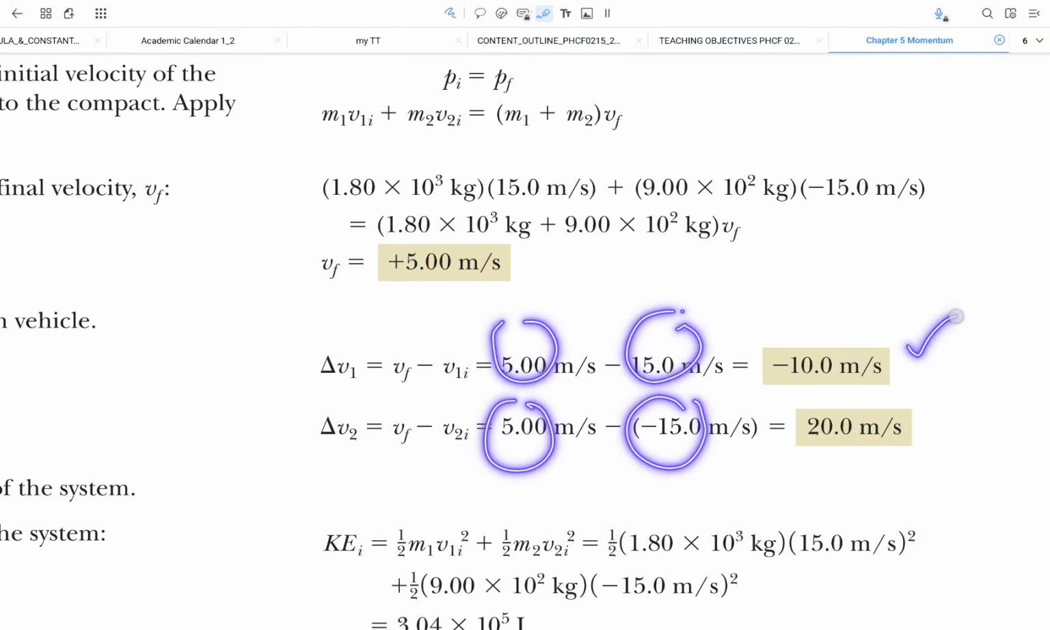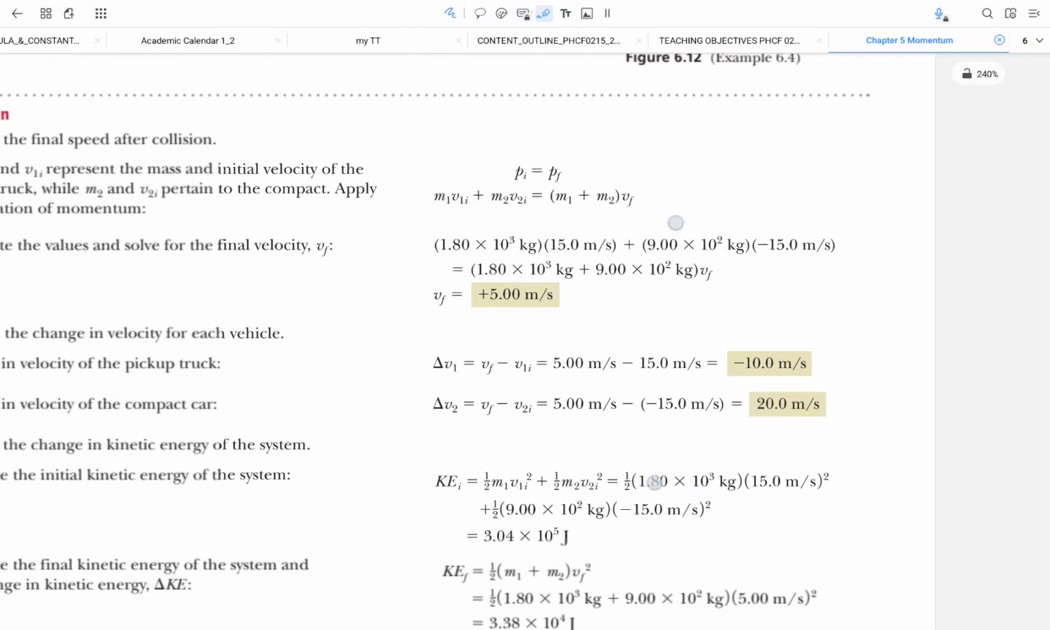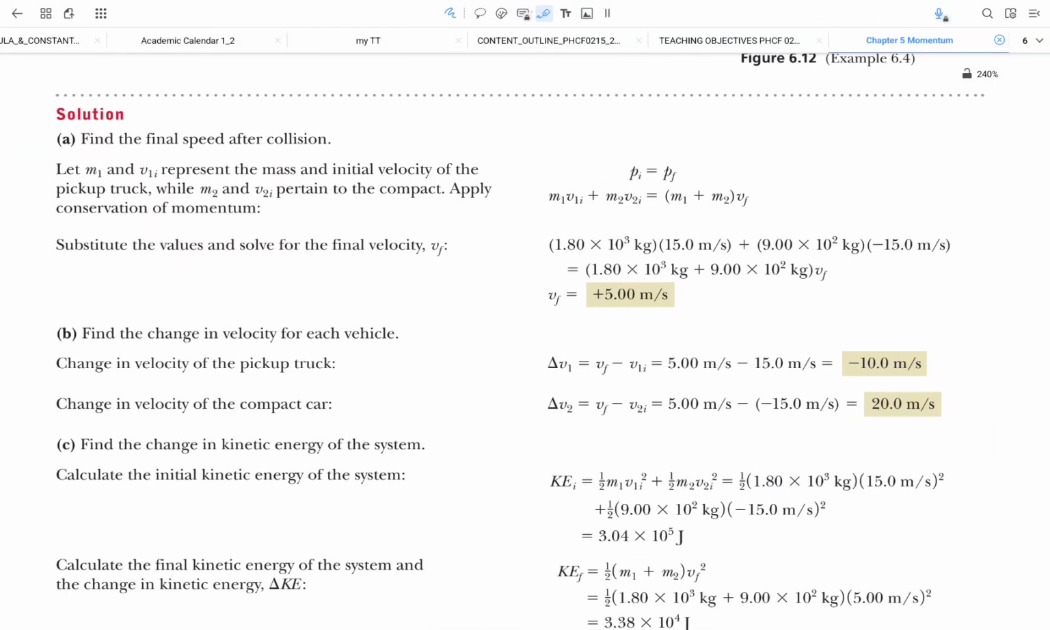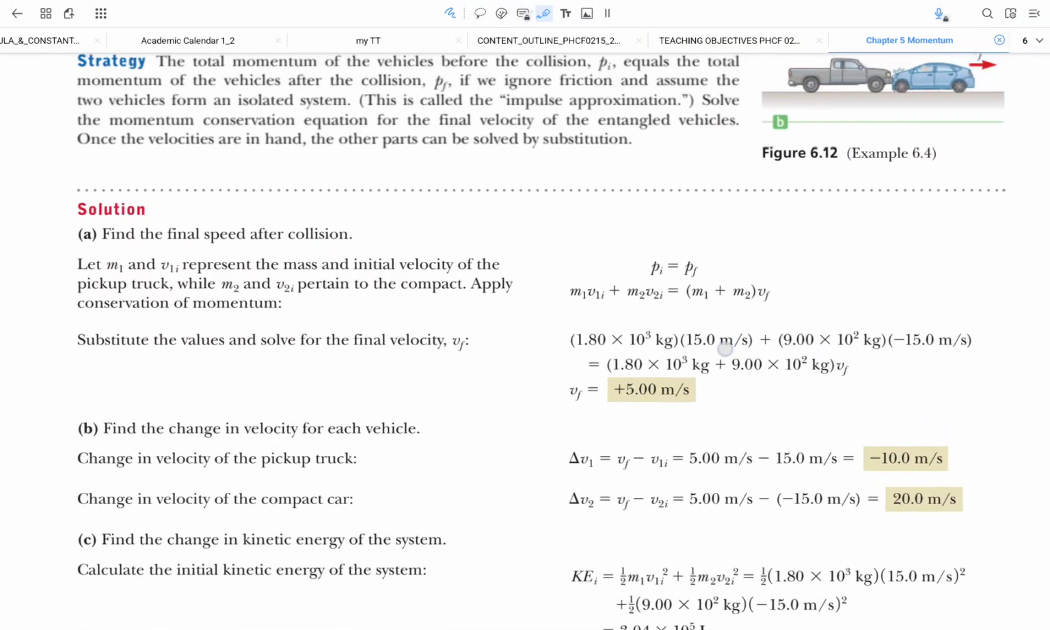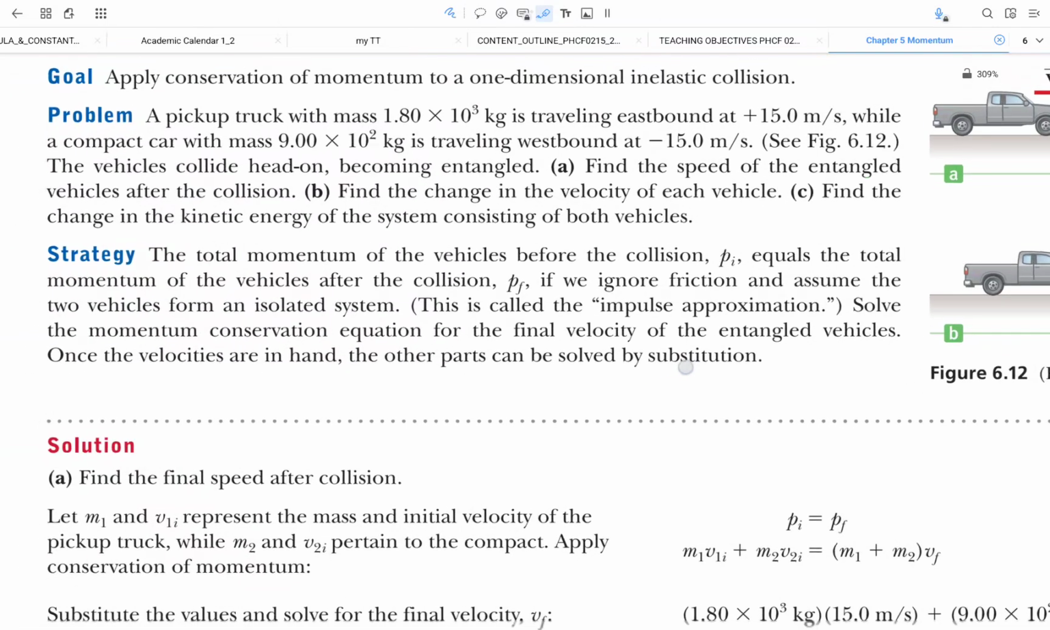So notice that the answer is negative 10 and as well 20 meters per second. Okay, later on in our discussion, we're going to discuss how the change of the velocity changes in the analysis for each individual vehicle. Right, so the next question is, they are going to verify that the system is definitely going to lose kinetic energy.